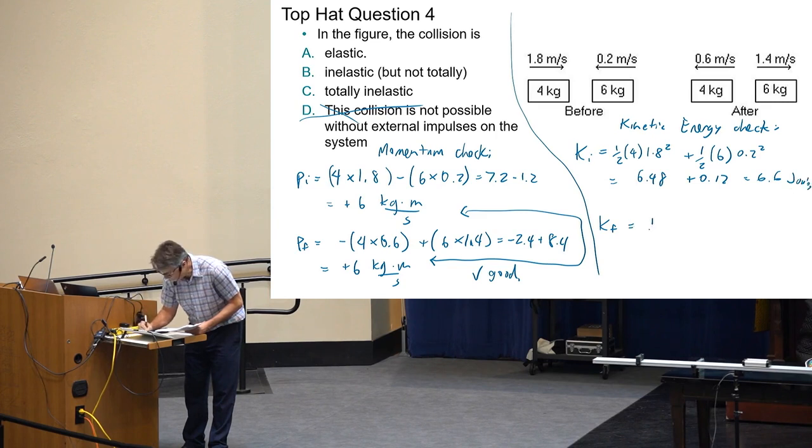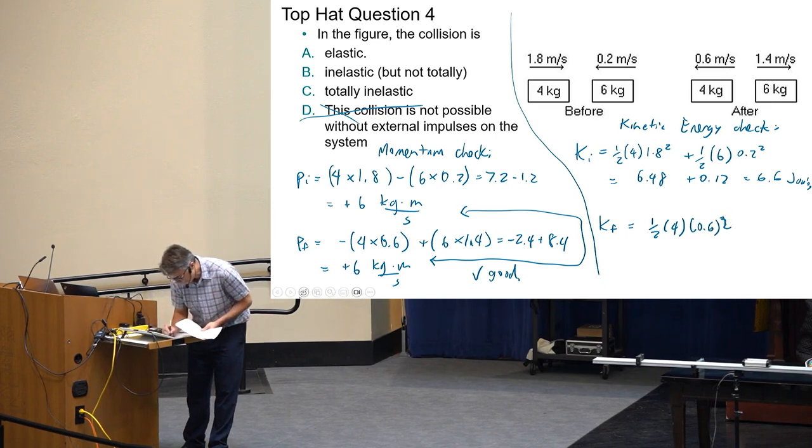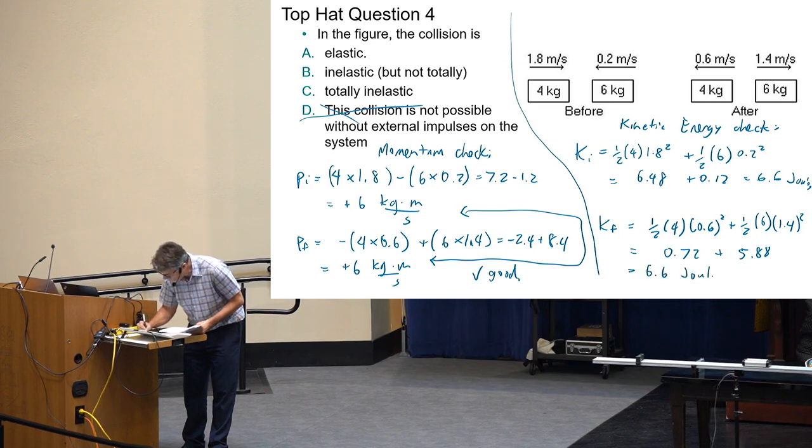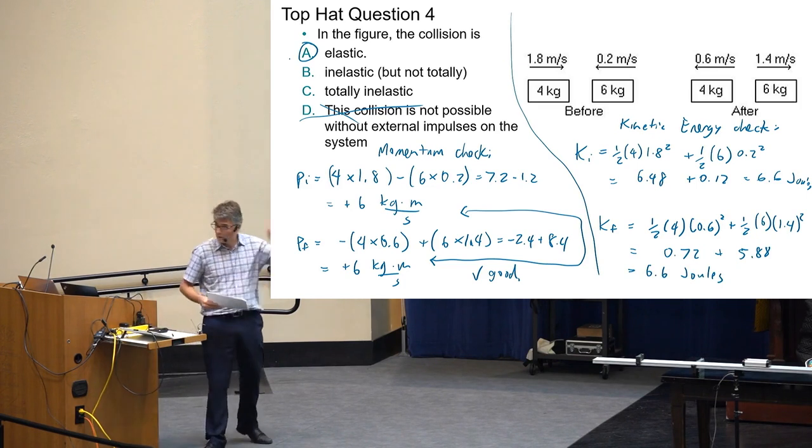Okay, and K final is 1/2 of 4 times 0.6 squared. Sorry about the messiness here. That's supposed to say squared. Plus 1/2 times 6 times 1.4 squared. The directions don't matter because kinetic energy is just based on speed, plus 5.88. So I got 6.6 joules. So yeah, I like it. It's elastic. That's great.